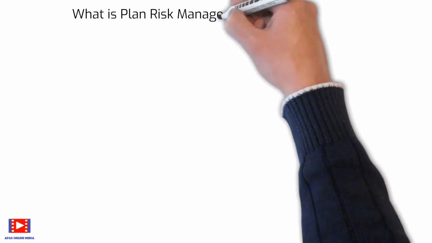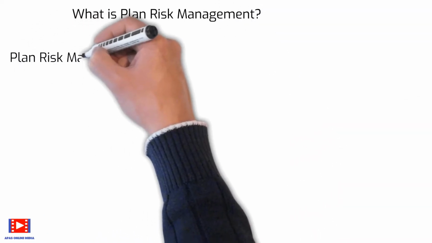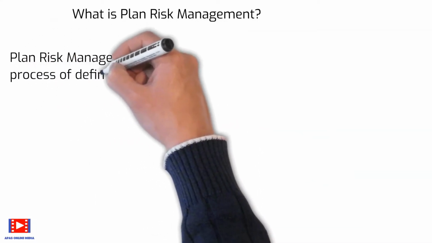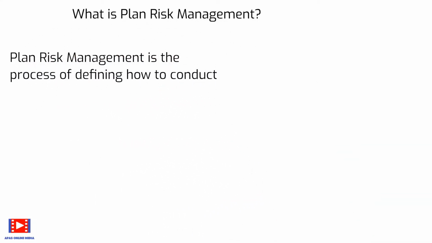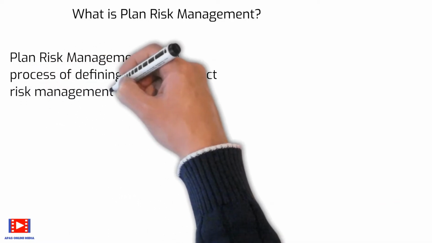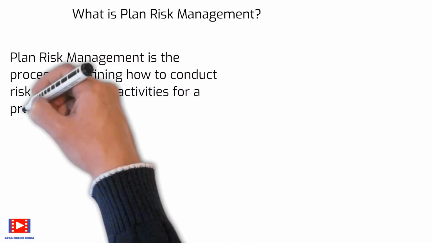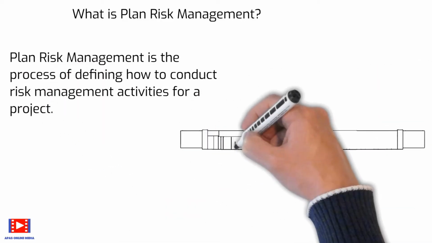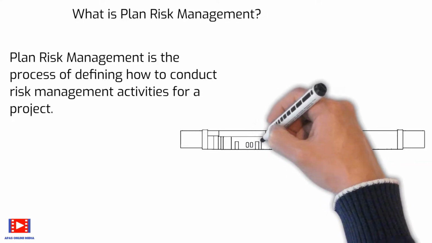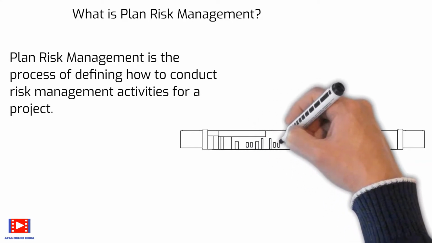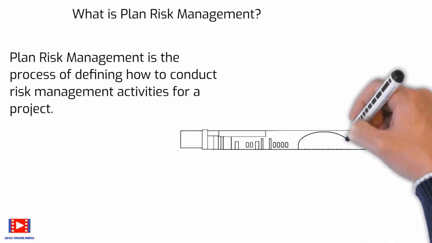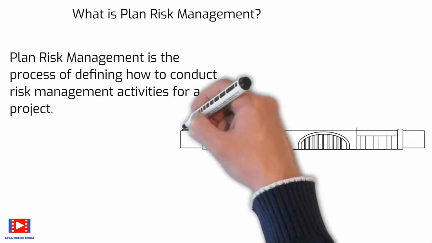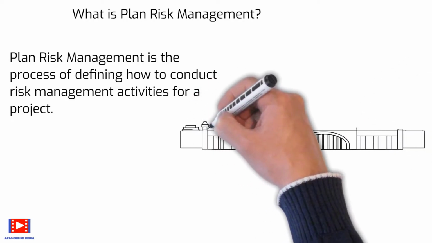What is plan risk management? Plan risk management is the process of defining how to conduct risk management activities for a project. The key benefit of this process is to ensure that the degree, type, and visibility of risk management are commensurate with both the risks and the importance of the project to the organization.